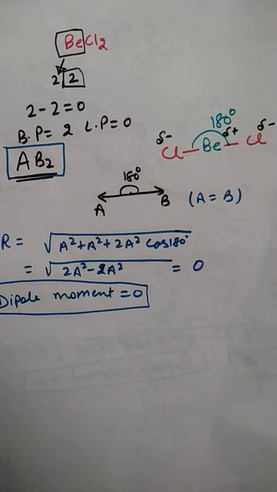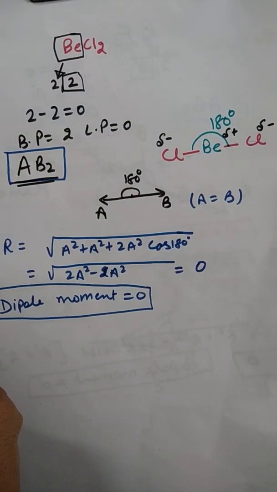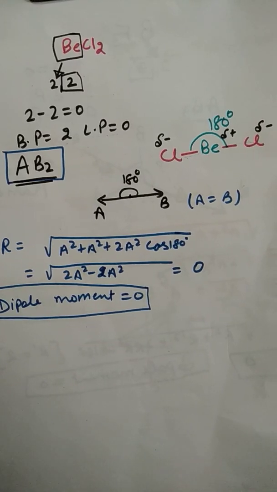Today we are going to learn the application of valence shell electron pair repulsion theory to determine the shape of the molecule and also to figure out whether the molecule has a permanent dipole moment or not. So let's learn some of the tricks.